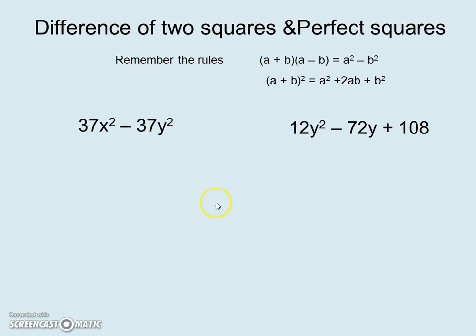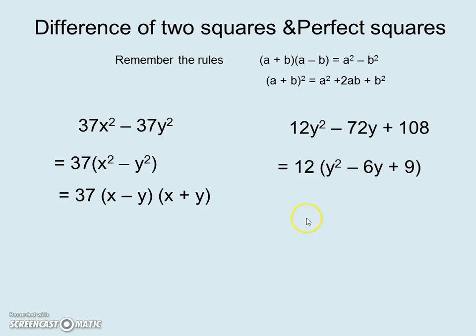One more special case. In both of these, there's a bit of a trick. Say, oh, 37, that's a weird number, what am I going to do? Just factorize it out, then it's easy. Same thing here, look for a common factor. Those are all factors of 12, take 12 out the front, and then factorize. So always look for a common factor first, it'll make your life a lot easier.